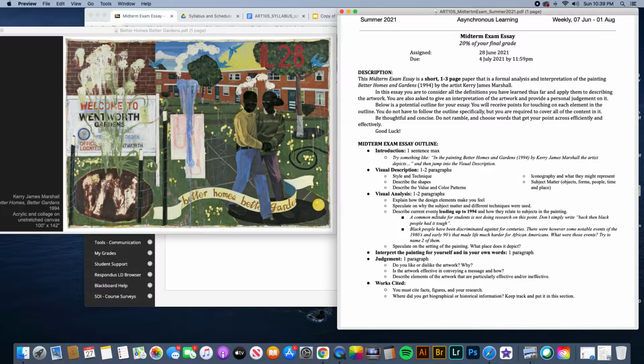Follow that with what will be your closing paragraph, a judgment on the painting. So what is your opinion on the painting? Do you like or dislike the artwork? Tell me why. Give examples. Is the artwork effective in conveying a message, and how? What is the message, if there is one? Is it effective in conveying that message? Describe elements of the artwork that are particularly effective or ineffective. So what is effective in the painting, especially as it pertains to what the painting is about or what the artist is trying to convey?